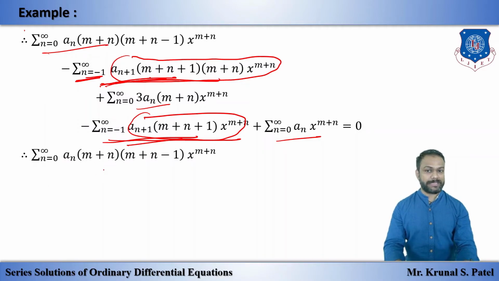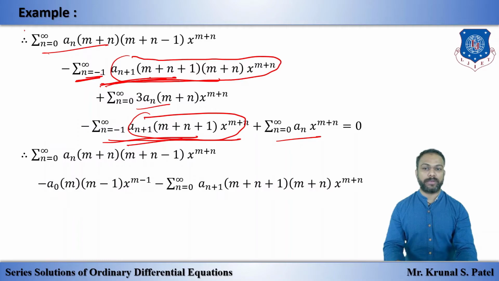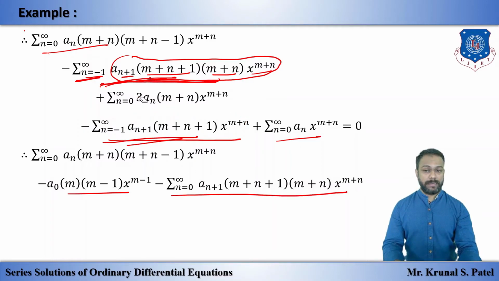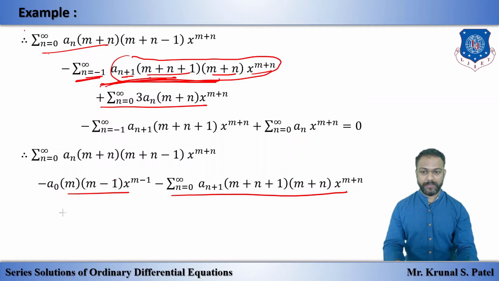Now the first term is as it is, the second term gives us this. If you put n equal to minus 1, we get a0, m into m minus 1, and x raised to m minus 1. This is our term. And minus sigma n equal to 0 of this entire term is as it is. You can see, now the third term is as it is, because sigma n equal to 0 is there. So the third term as it is.